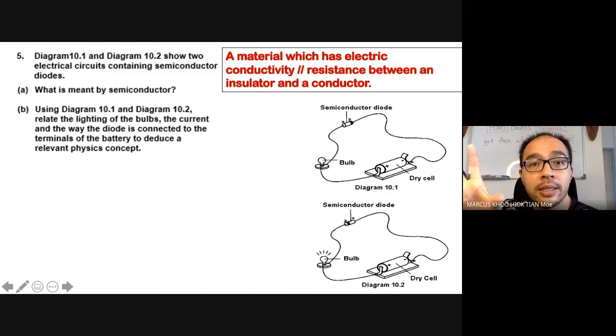Okay, antara satu pengalir dan penebat. Okay, you can talk about the conductivity or the resistance. It's the same thing. Okay, but as long as you know what is the definition of a semiconductor lah. Okay, since this is related to the lighting of the bulbs, the current, and the way the diode is connected to the terminals of the battery to deduce relevant physics concepts. So this is kind of like a comparing question.